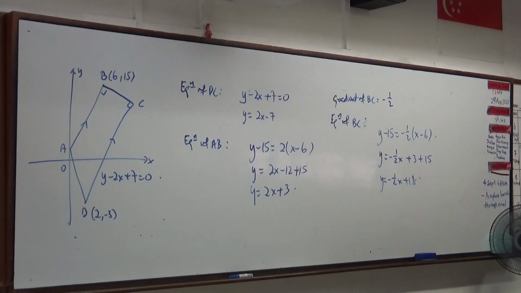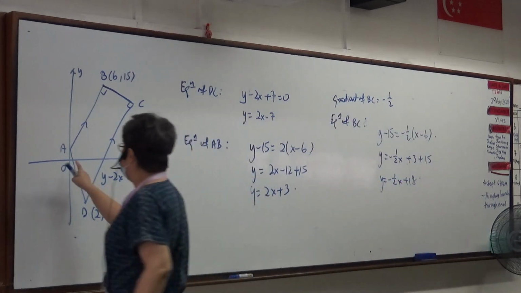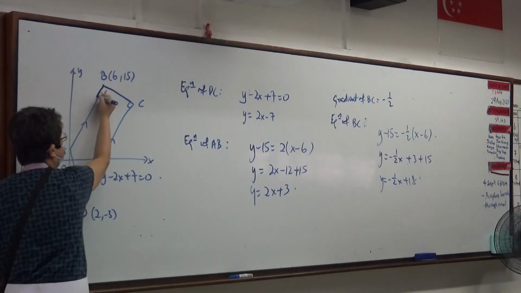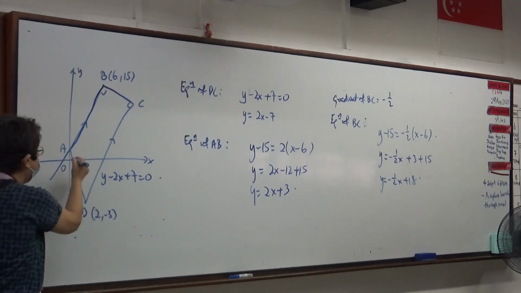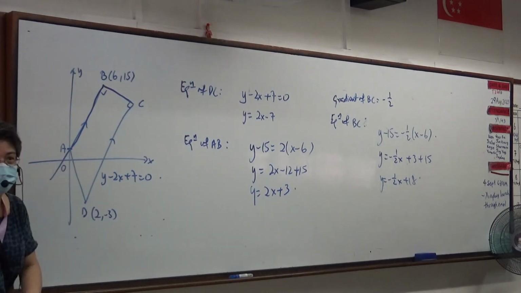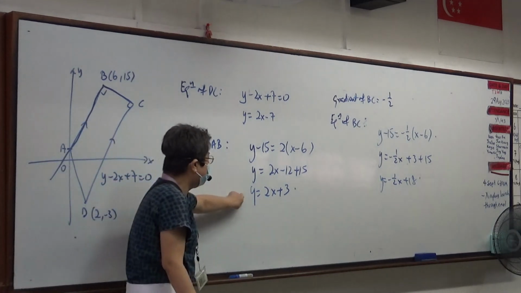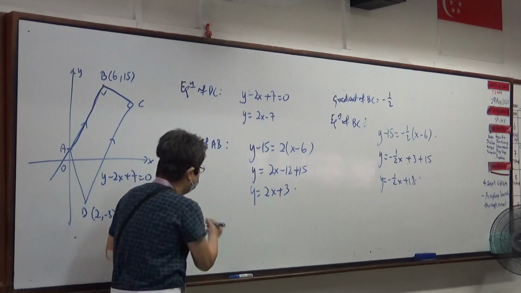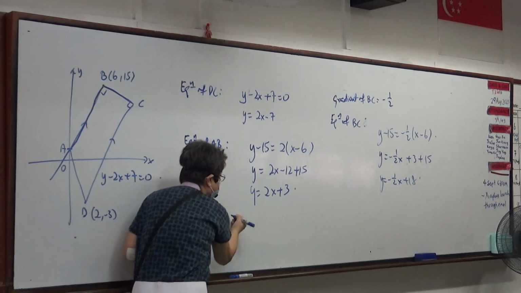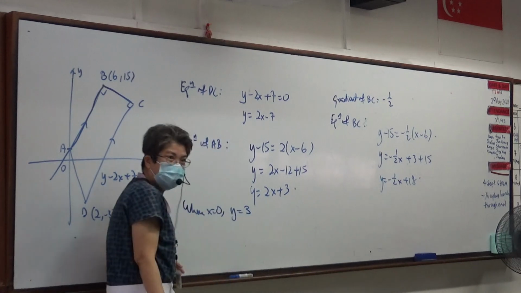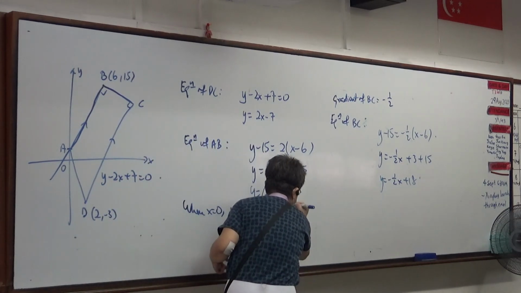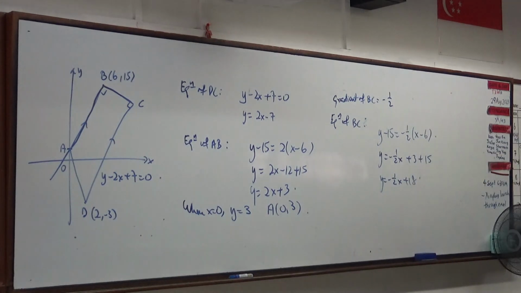The coordinates of A and of C. Now, coordinates of A, it must be on the line AB, right? With x equals 0, right? What's the equation of AB? This one, right? Correct. So when x is 0, y will be 3, right? So what's the coordinate of A? (0, 3) straight away. You must know which one and where it comes from. Are we clear?